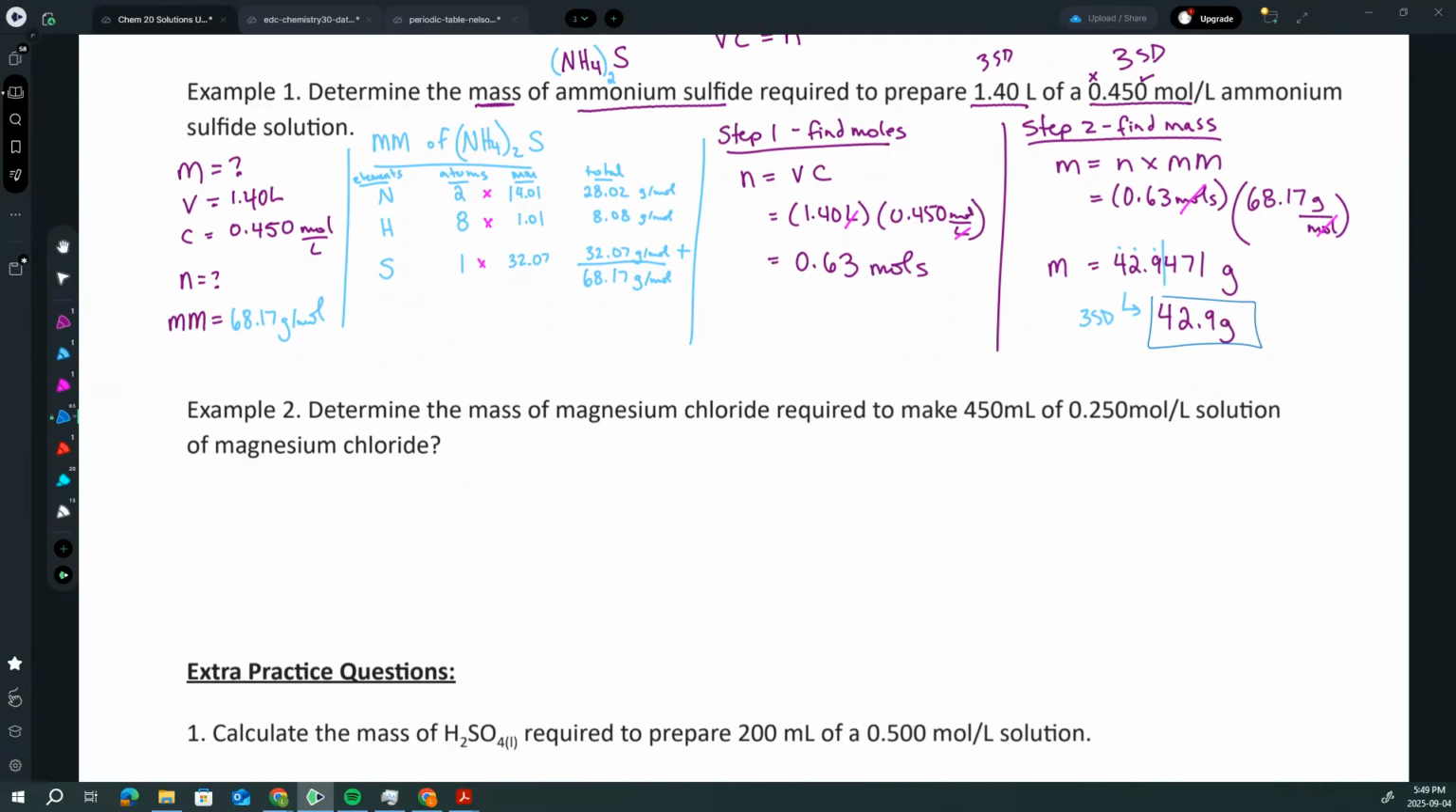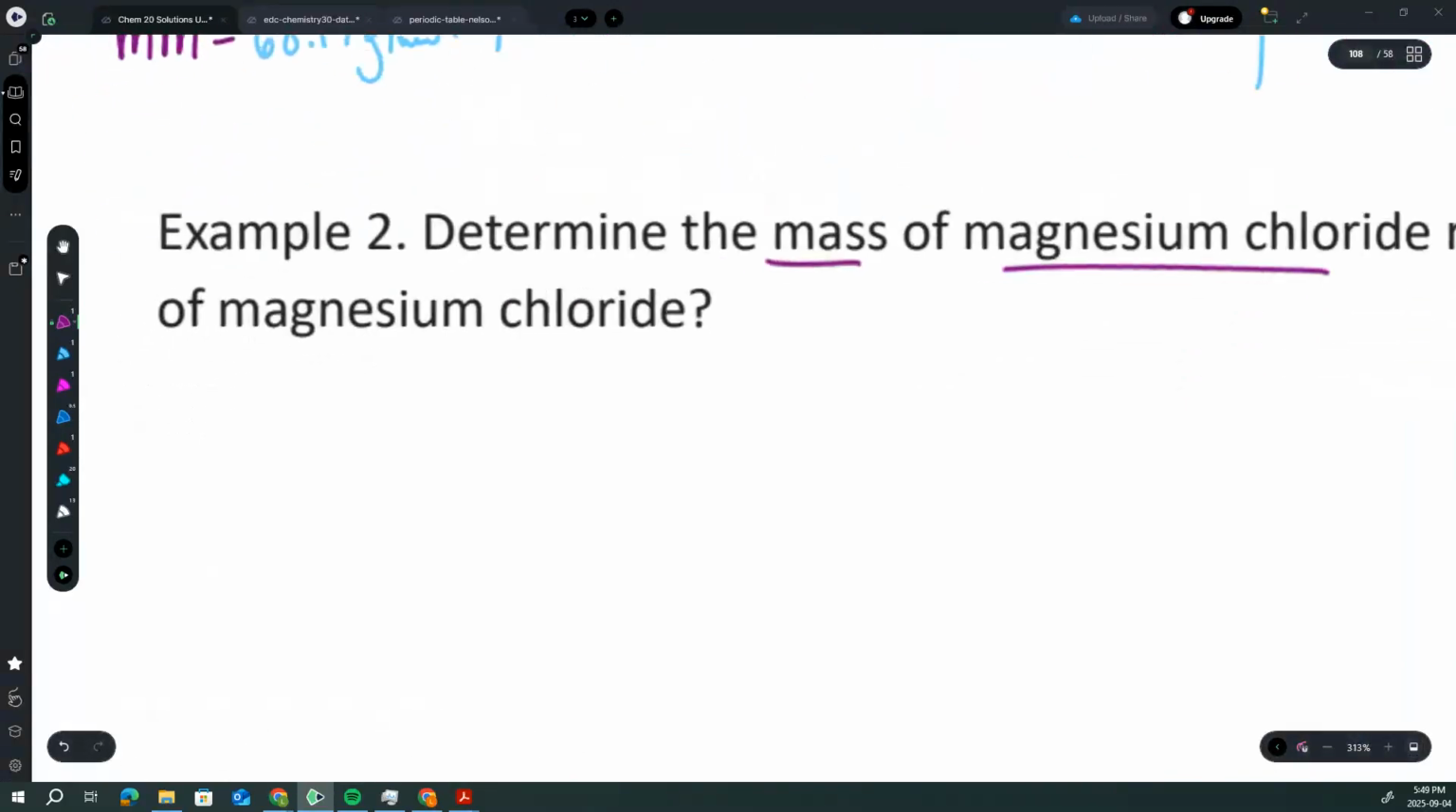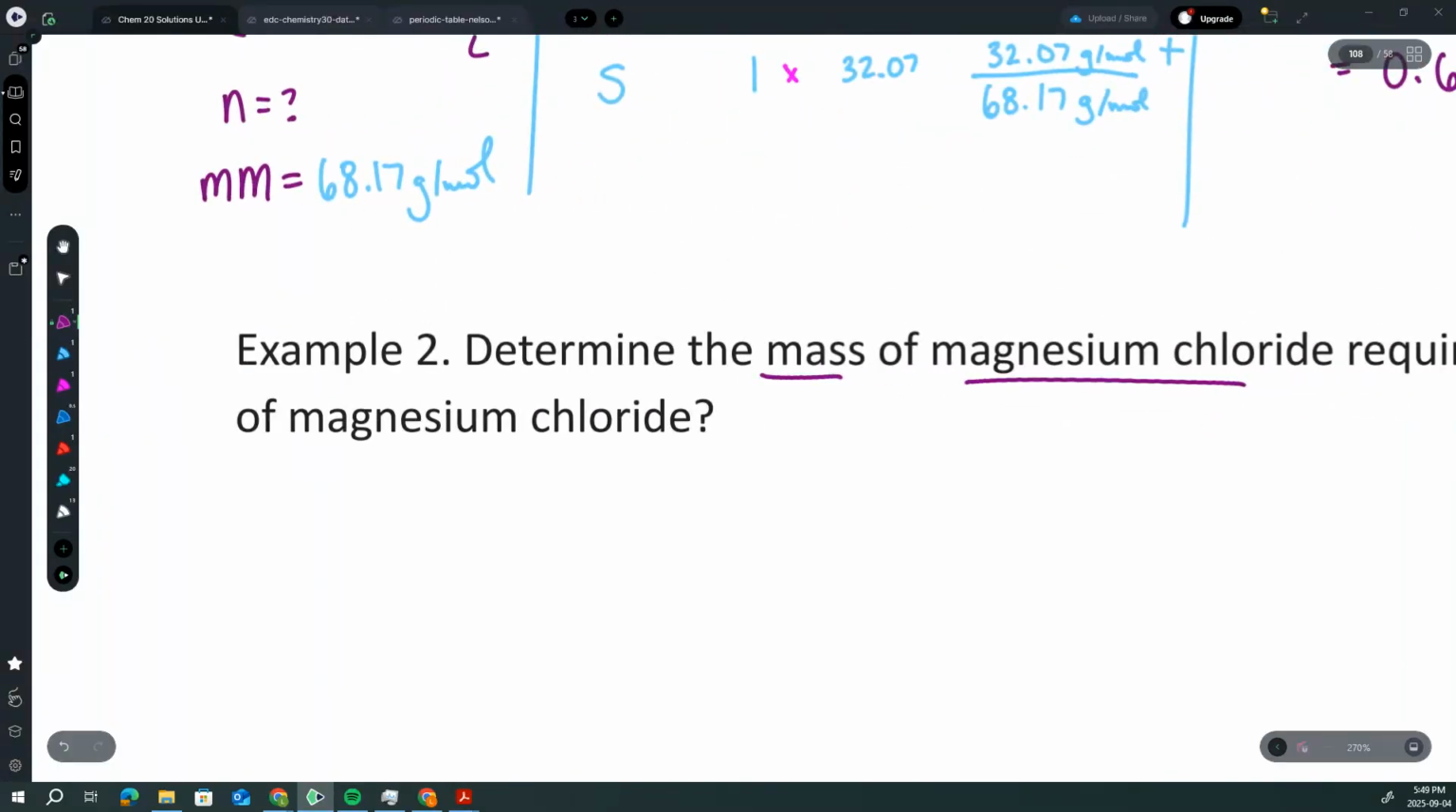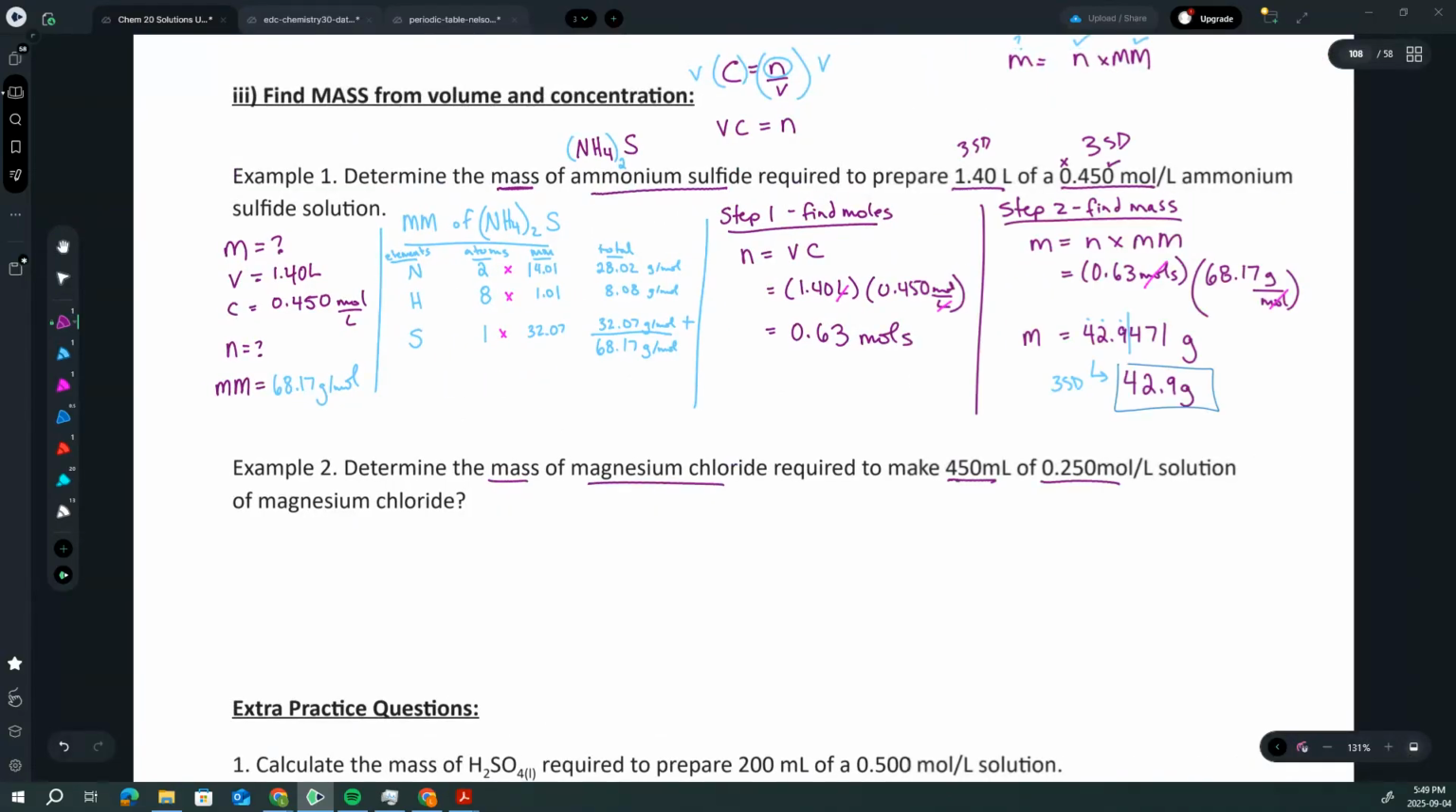Looking at the next example, once again we're asked to determine the mass of magnesium chloride required to make 450 milliliters of a 0.250 mole per liter solution. Alright, so it's a very similar question to what we just did. We're going to follow the same steps. So we're still asked to figure out mass. And how we're going to do that is first we're going to determine molar mass because we were given the identity of the substance. Then we're going to find moles, and then we're going to find mass.